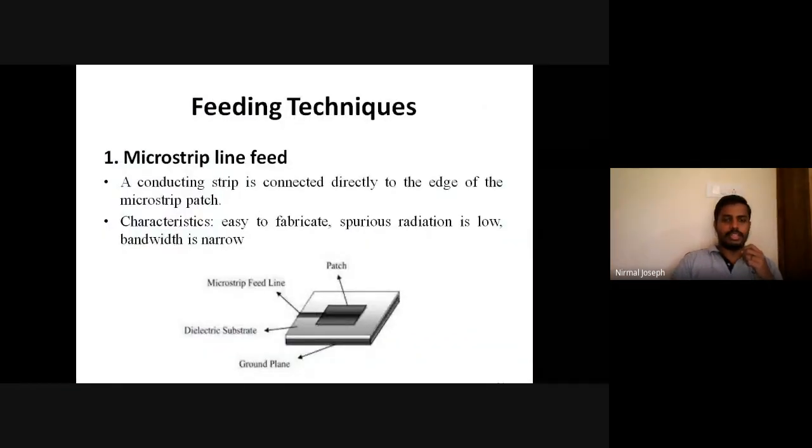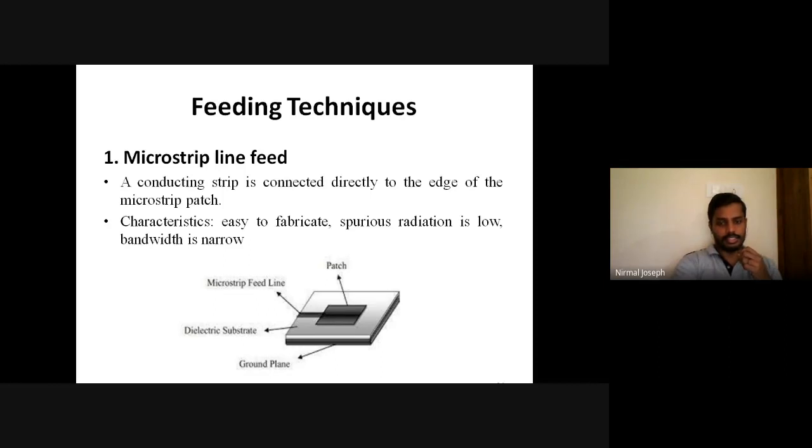The first one is the microstrip line feed. A conducting strip is connected directly to the edge of the microstrip patch. This is the basic, simple thing that we can expect. You can see here that a microstrip feed line is directly connected to the patch antenna. That's it, there is nothing complicated.